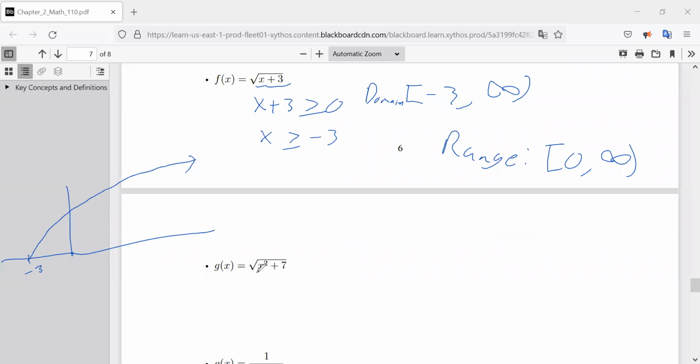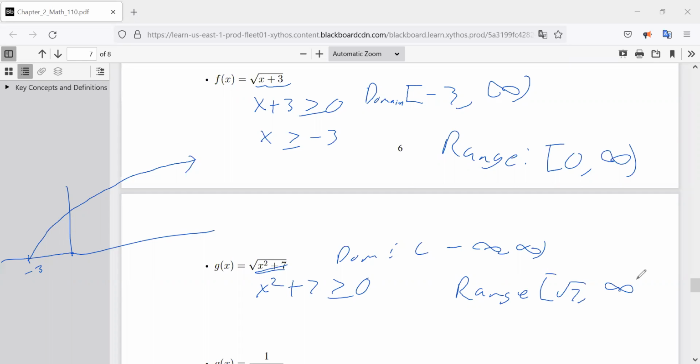Sorry, I am over time. I want to point out that this guy right here is always greater than or equal to 0. So this domain will be -infinity to infinity. And the range is going to be, the worst you can have is 7, square root of 7, if that's the lowest x squared plus 7 will ever be. So the range will be square root of 7 to infinity.